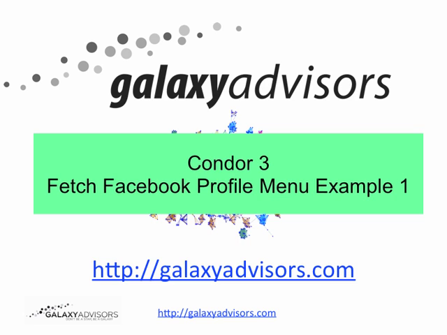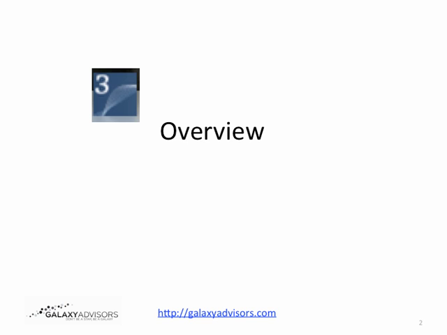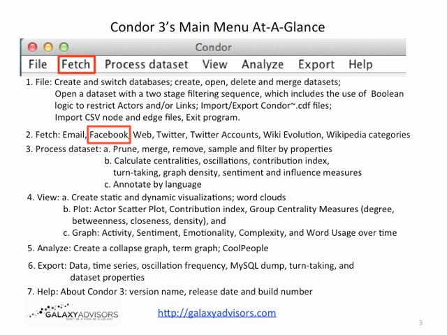The purpose of this video is to provide an example of how to use Condor 3's Fetch Facebook Profile menu. Let's begin with an overview of the steps. Here's a slide of Condor 3's main menu at a glance. Each of the 7 menu items are described briefly here. We're going to look at the Fetch menu, the second one, and specifically the Facebook.